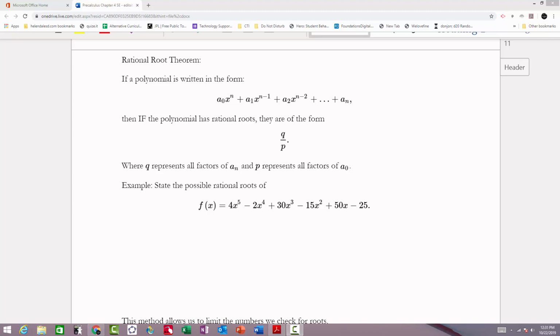Now I've changed my note from what you printed out to something a little bit more appropriate, and I apologize for that. The front coefficient should not be p, it should be a sub naught, and the last term should be a sub n. So change that, please, in your notes.